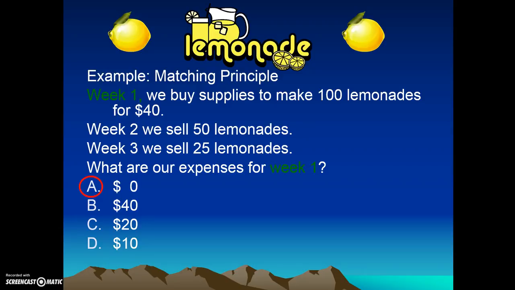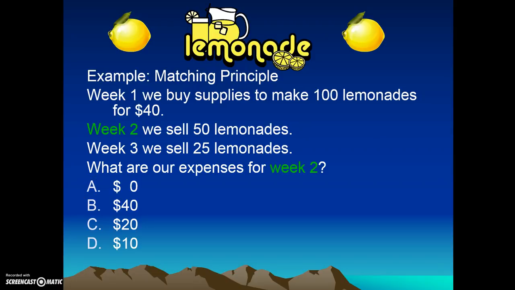So get used to just not necessarily writing down an expense because we've spent cash. Ask yourself, what did we get in exchange? Do we now own something with a future value, or did we use up all the value of the cash we expended? In this case, we've gotten something in exchange. We got supplies for lemonade, so no expense just yet.